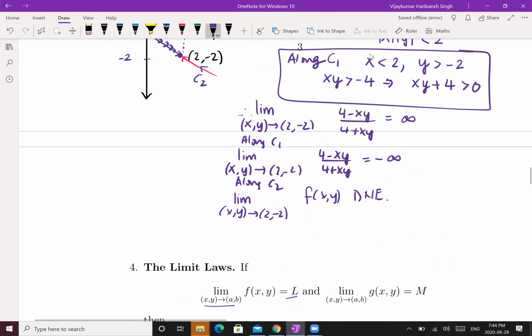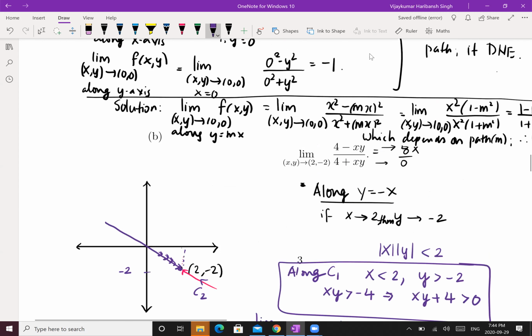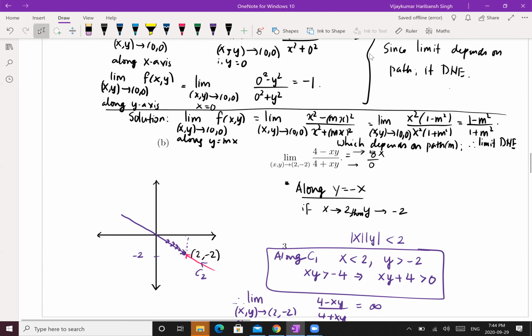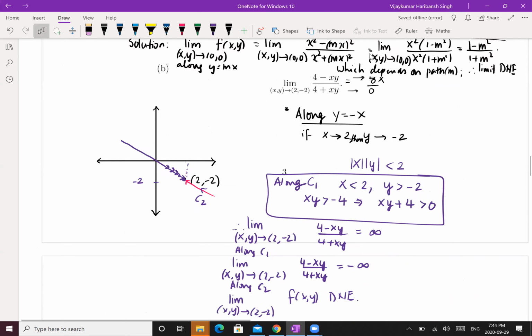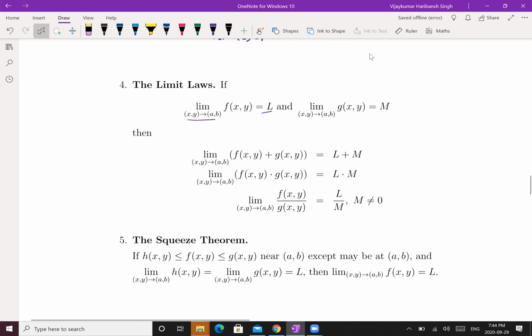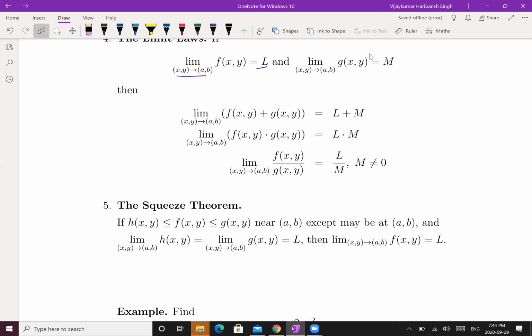So far we have one tool in our hand, namely that we create two paths along which the limits are different and hence the limit does not exist. To show that the limit exists, of course, we have the definition, but we also have the squeeze theorem in our favor. So consider the following. We want to find out the limit as xy goes to ab of f of xy. We want to compute this.